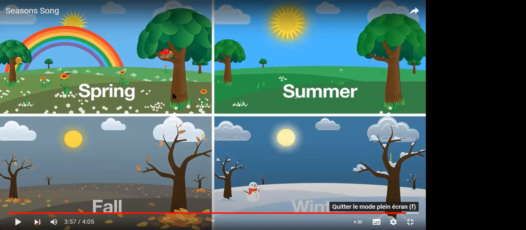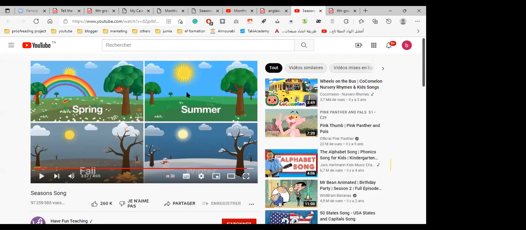Okay, it's a beautiful song about the seasons and the fall. In America, they call it fall. It's autumn, okay? They don't call it autumn, they call it fall. So the fall is the autumn.